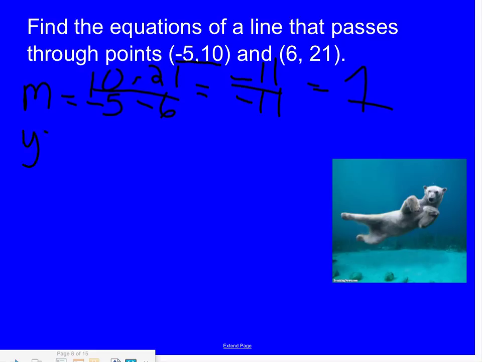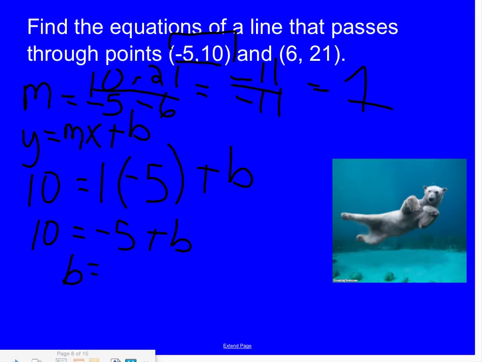Now we're going to plug in what we know into y equals mx plus b. So let's see again, I'll just pick this point. So 10 equals 1 times -5 plus b. 10 equals -5 plus b. So b equals 15. So your final equation is y equals x plus 15.